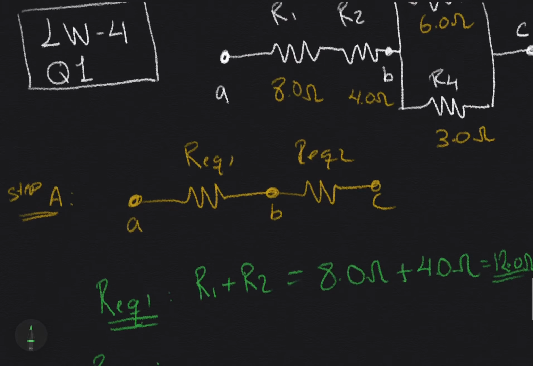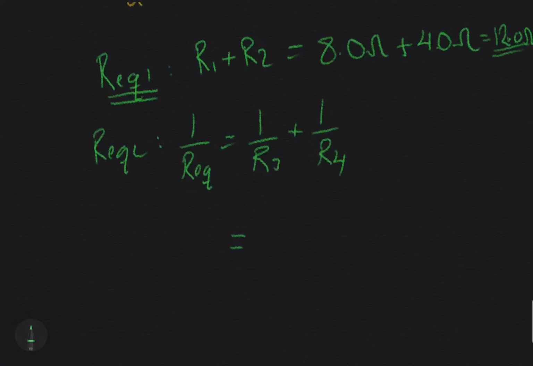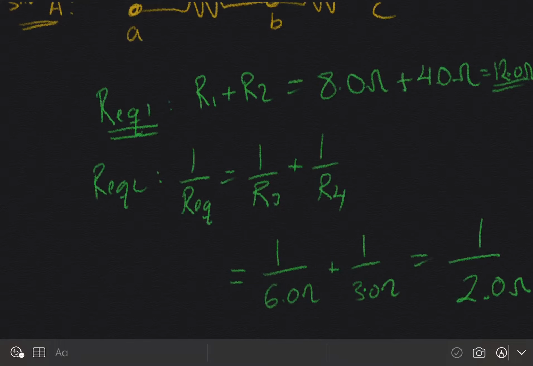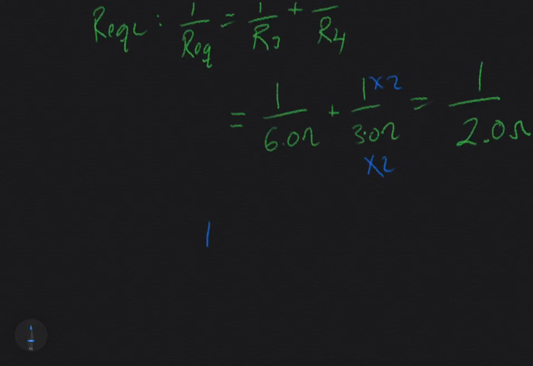Then R equivalent 2 is resistors 3 and 4 combined in parallel. So 1 over R equivalent is equal to 1 over R3 plus 1 over R4, which is 1 over 6 ohms plus 1 over 3 ohms. Remember, use the lowest common denominator: multiply the second term by 2. That gives 1 over 2.0 ohms, so R equivalent 2 is equal to 2.0 ohms.